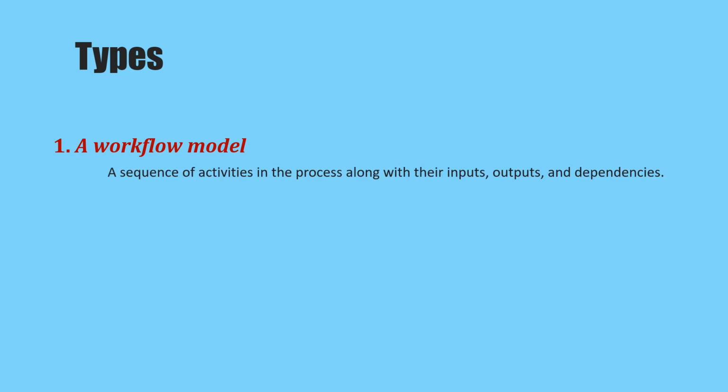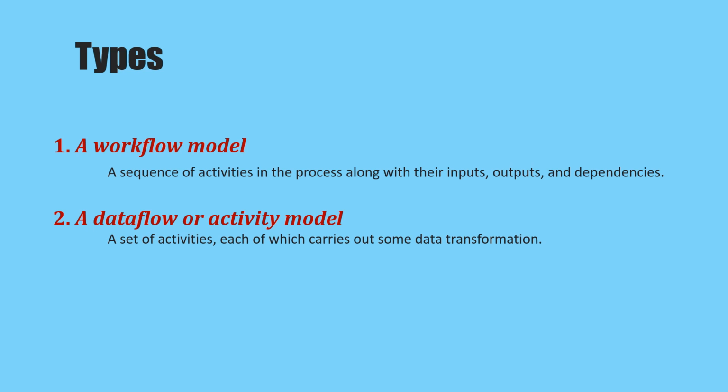A data flow or activity model. This represents the process as a set of activities, each of which carries out some data transformation. It shows how the input to the process, such as a specification, is transformed to an output such as a design. The activities here may represent transformations carried out by people or by the computer. A role action model. This represents the roles of the people involved in the software process and the activities for which they are responsible.